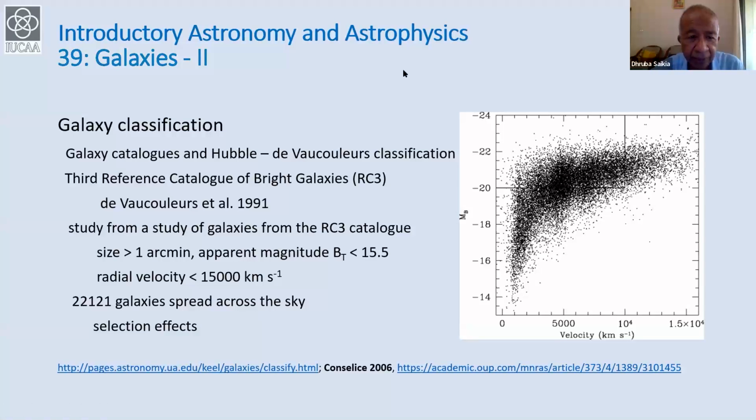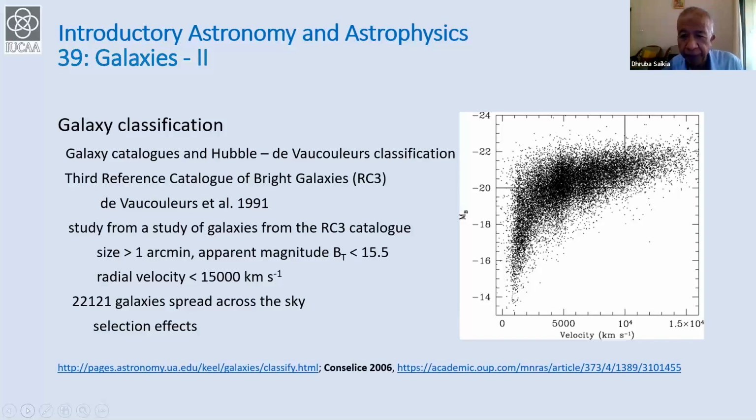You can see the radial velocities are less than 15,000 kilometers per second. If you divide by c, you'll get z, and you can see it's a very small number. So this has a sample of about 22,000 galaxies. And you can see that the absolute magnitude is plotted against distance, just to show you where they lie.